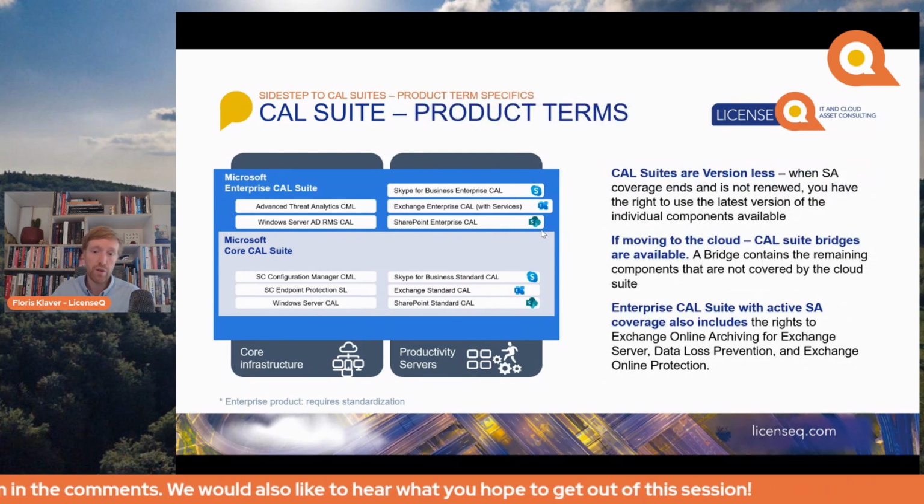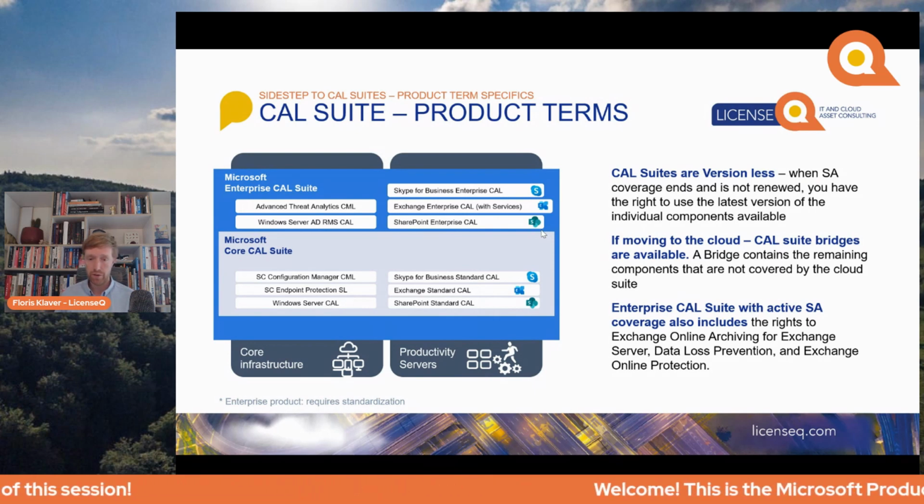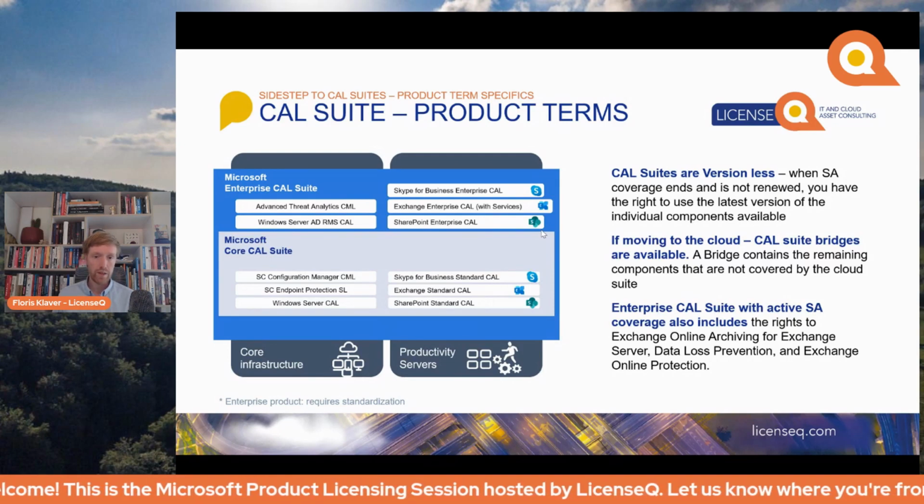And if we move on, the CAL suites are versionless, meaning they don't release these suites as a 2019 version or a 2016 version or whatever. But when SA coverage ends, you just get the final latest edition that was released for the different standalone products within the suite.